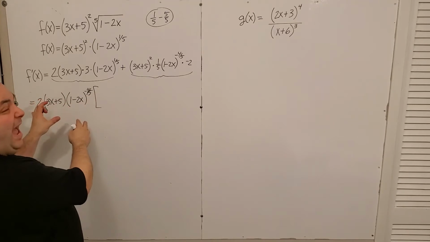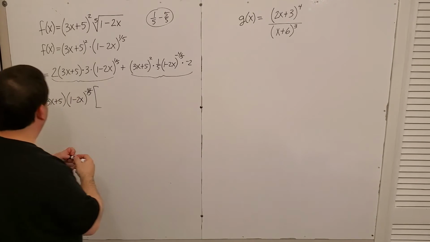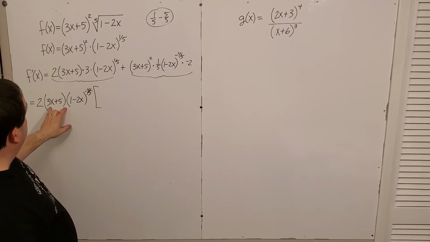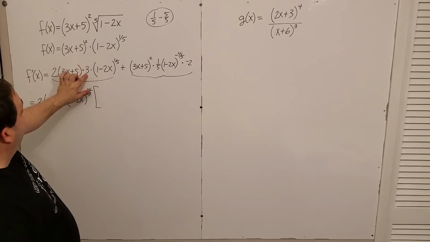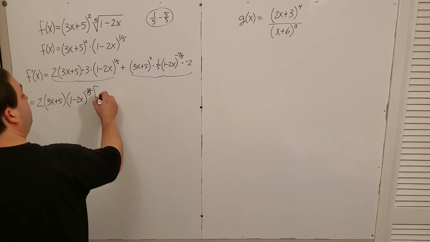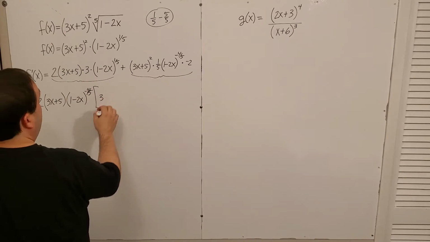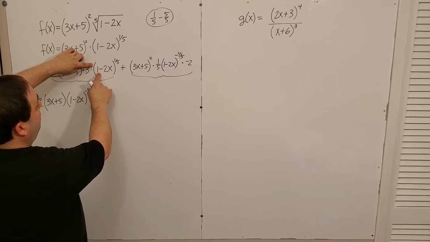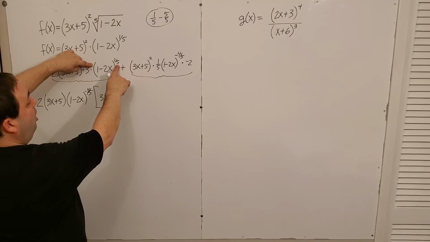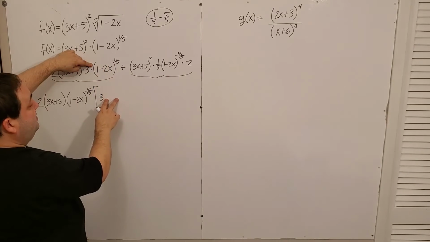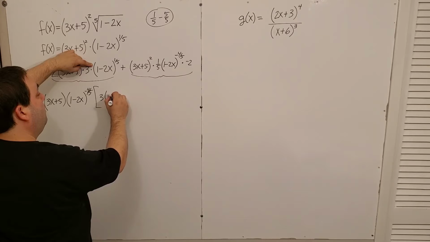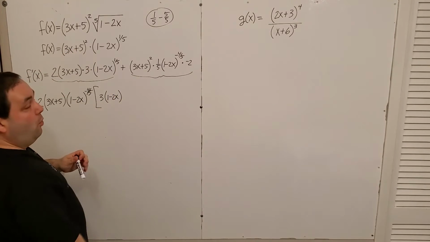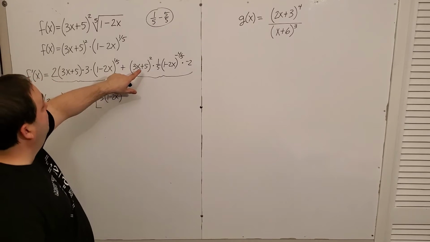All of this was pulled out. All right. So I pulled the 2, so that's gone. I pulled the 3x plus 5, that's gone. The 3 is still there, right? And then 1 minus 2x to the negative 4/5. 1 minus 2x to the 1/5. Okay, so wait, that means one of these is still there. 1 minus 2x, right? And remember how we handled this before.